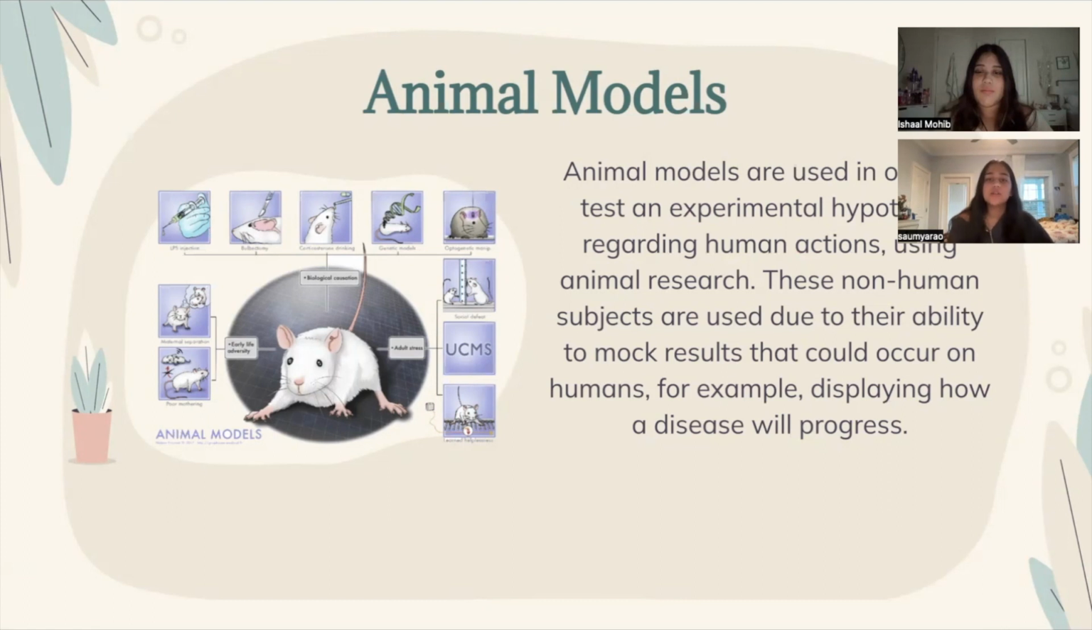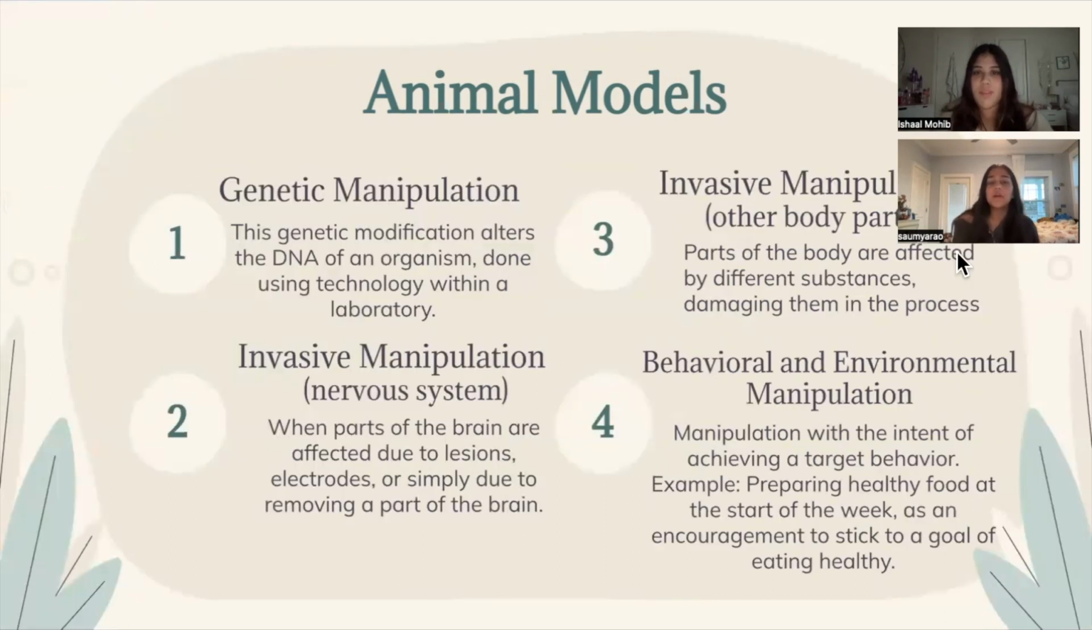Animal models are used in order to test an experimental hypothesis regarding human actions using animal research. These non-human subjects are used due to their ability to mock results that could occur on humans, for example, displaying how a disease will progress. So there are four types within these animal models of manipulation.